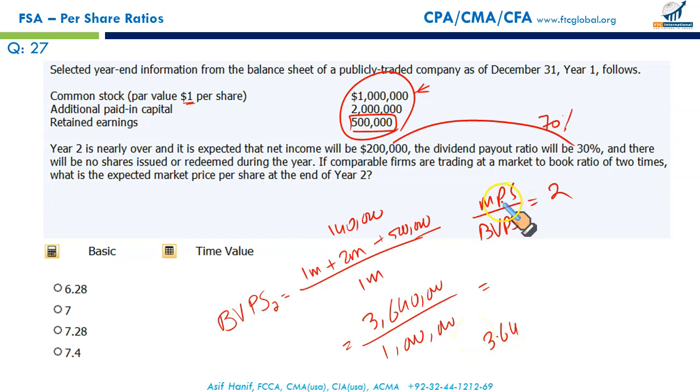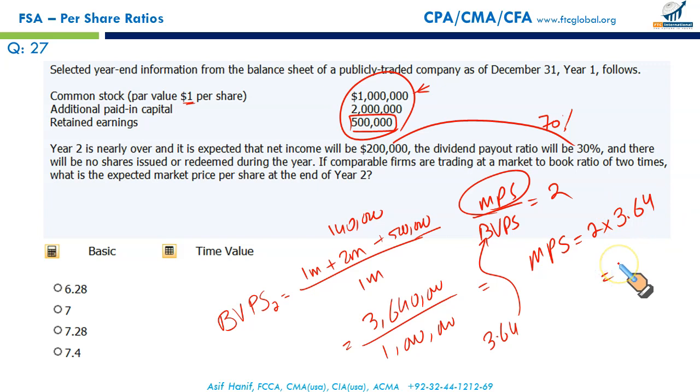Now, since we have to find the market price, you will now input this book value per share in this formula. So market price per share is going to be 2 times the book value per share, which we have calculated to be 3.64. Multiply 2 with 3.64, you get 7.28, which perfectly matches with your option C.